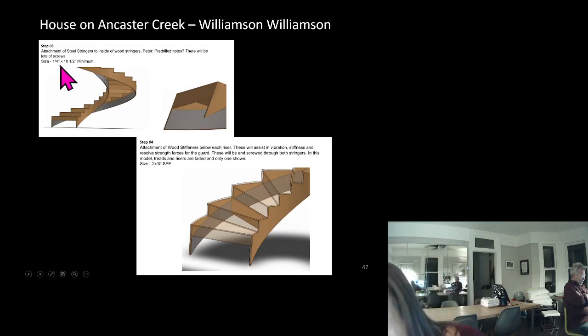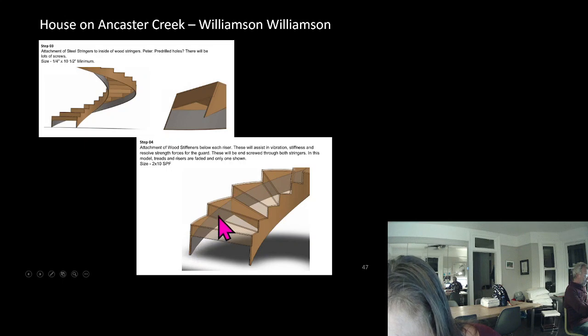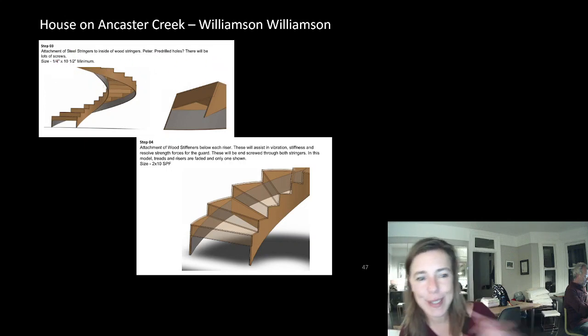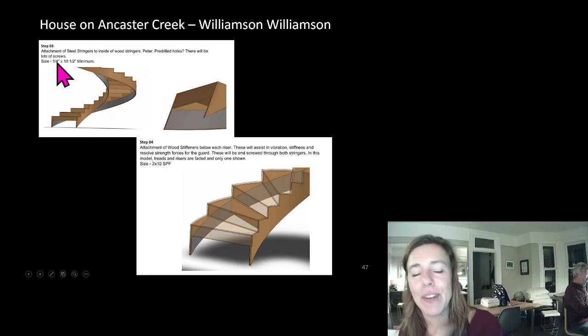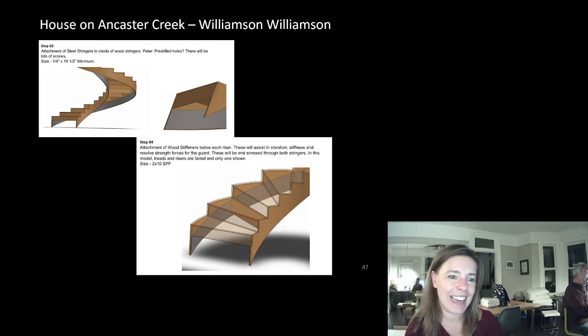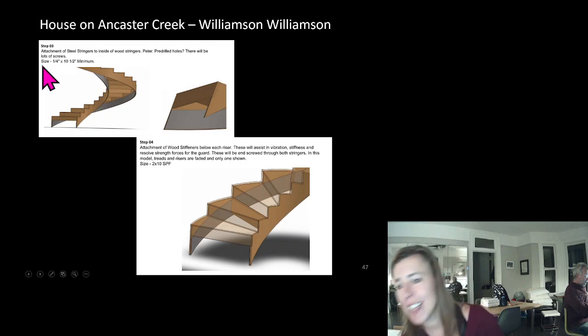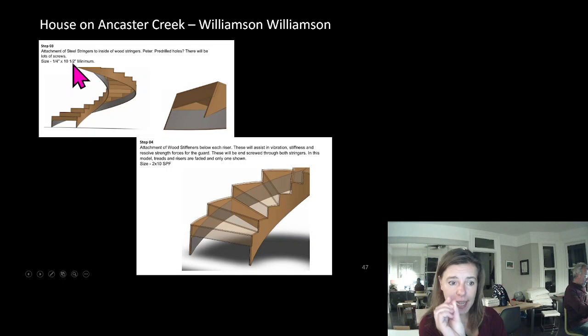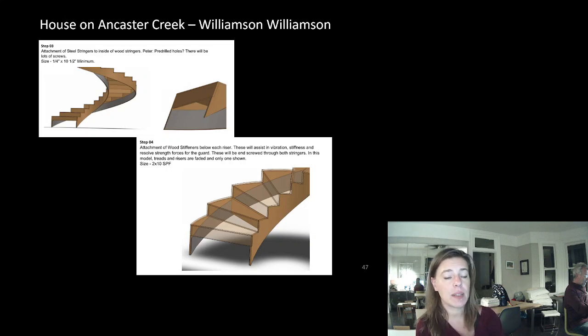So then, stage 3, attachment of steel stringers to the inside of the wood stringers. So you can see our wood was templated like that, and then this steel gets laminated along the inside. There will be lots of screws. We did end up coming up with a screw pattern for it, but the very first take on how I described it was lots of screws. So that was 1/4 inch by 10.5 inches. So it was just a tiny little thin piece of steel.